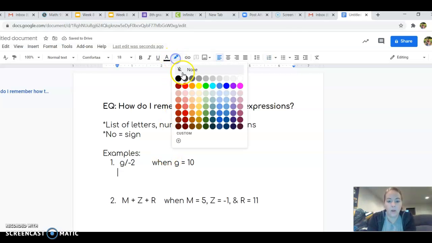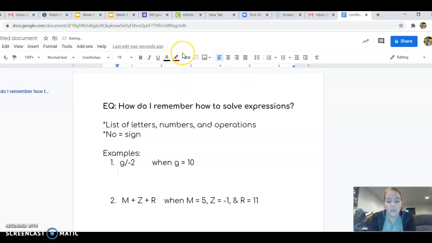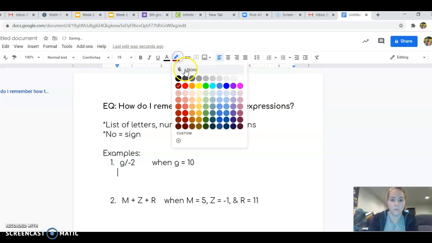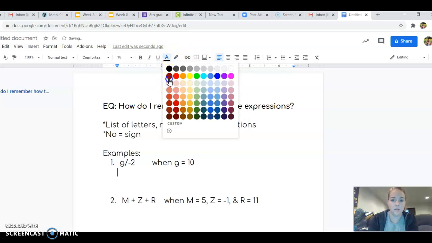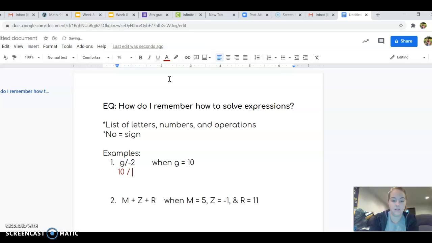Okay, for number 1, assuming you tried this, I hope you tried. G divided by -2 when g is 10, that's the same thing as 10 divided by -2. 10 divided by 2 is 5, but 1 negative stays negative.